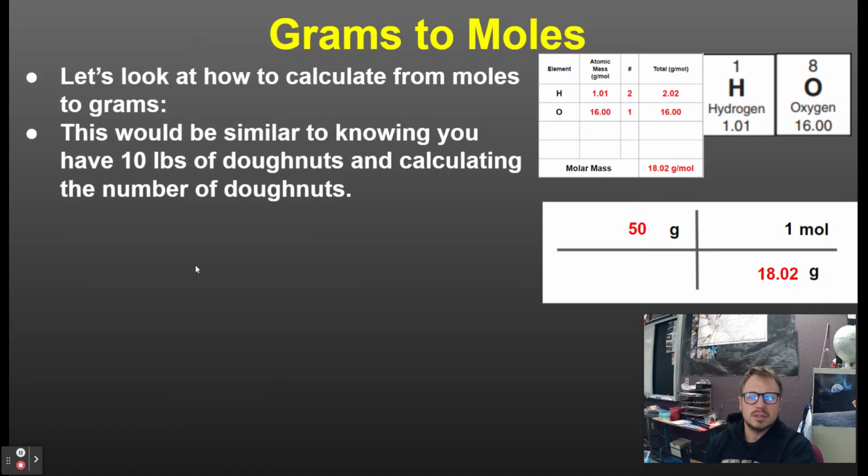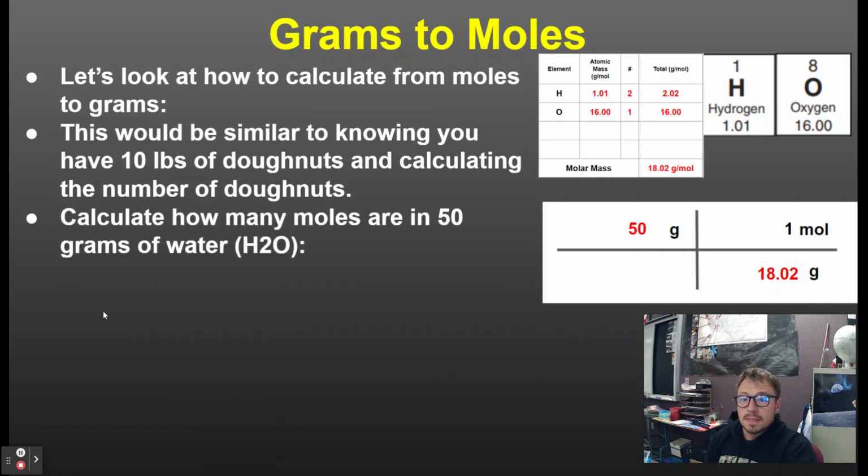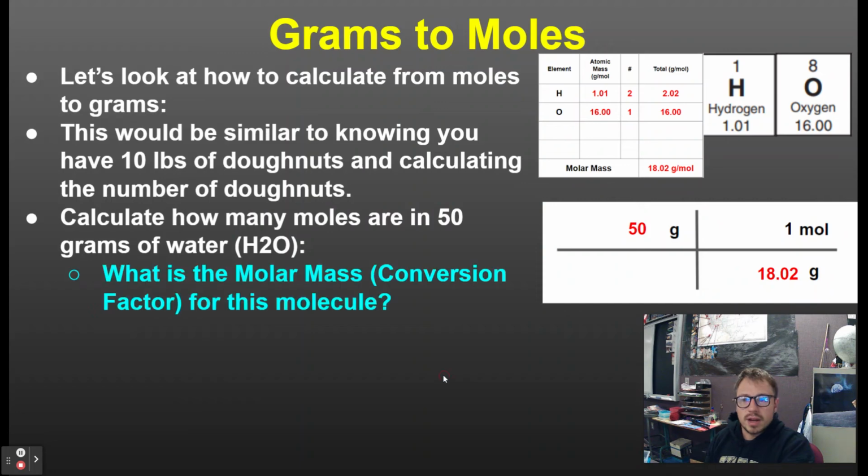Let's go back to that explainer a little bit more. Similar to knowing that you have 10 pounds of donuts, and if each donut weighs 1 pound, how many donuts do you have? If I know I have 10 pounds of it, and each donut weighs 1 pound, I know exactly how many donuts I have. I'm going to have 10 donuts. So calculate how many moles are in 50 grams of water.